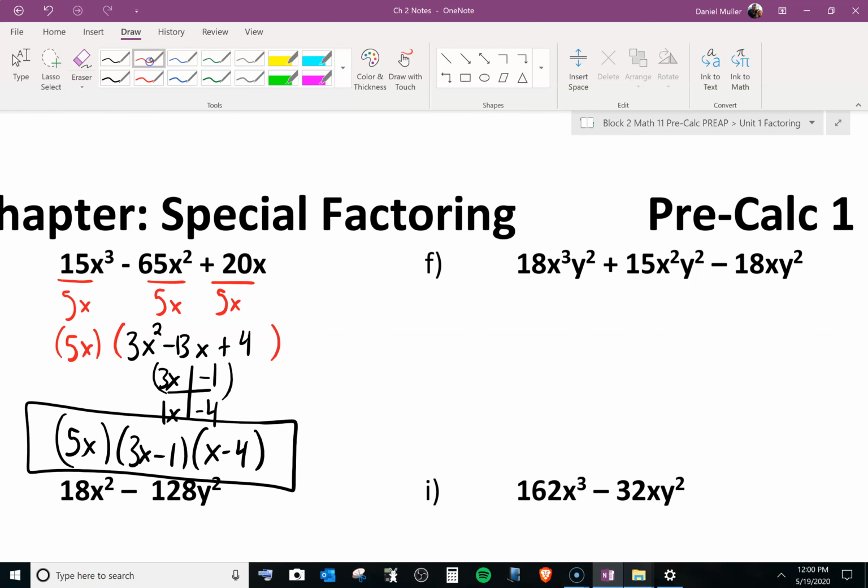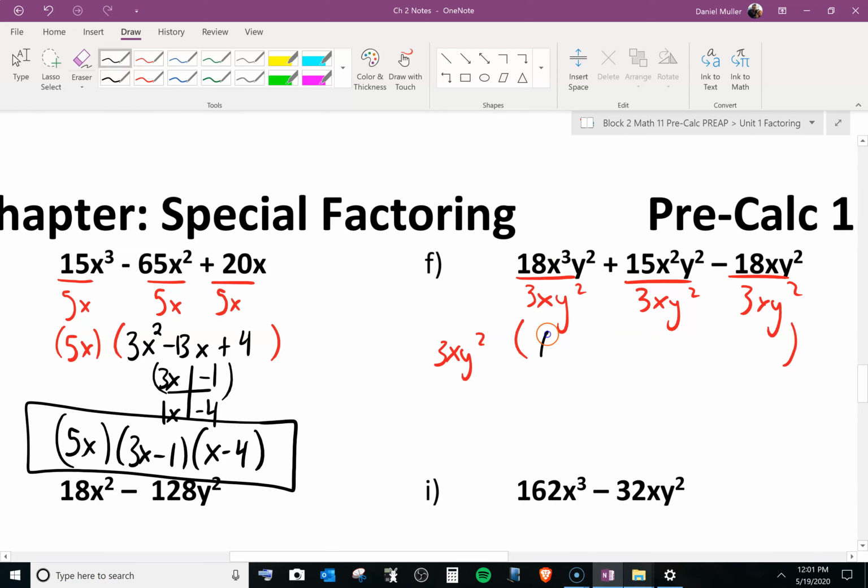Okay, what is this? Got to be a 3 in here. And x cubed, x squared, x, so I can take out an x. y squared, y squared, y squared, I can take out a y squared. So I have a 3xy squared, and I'm left with 18 over 3 is 6, and I'm left with an x squared. 15 over 3 is 5, and I'm left with an x. 18 over 3 is 6, and my x's are gone. You should always have these in descending order, right? x squared, then x, then nothing. And that is exactly what's happened here.